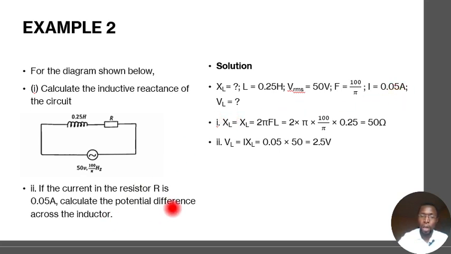We are meant to calculate the potential difference across the inductor. The potential difference across the inductor is known as the inductive potential difference, and that is our VL. VL represents the potential difference across the inductor. So we are looking for two unknowns: the inductive reactance and the potential difference across the inductor.